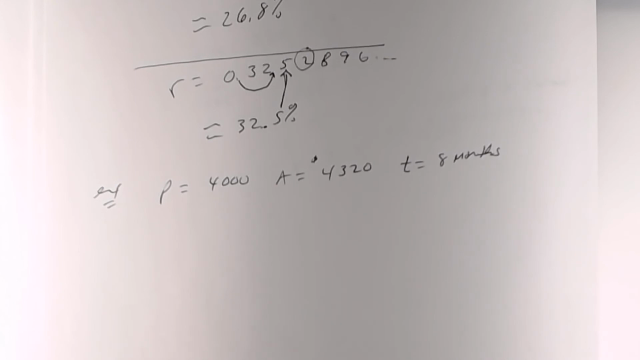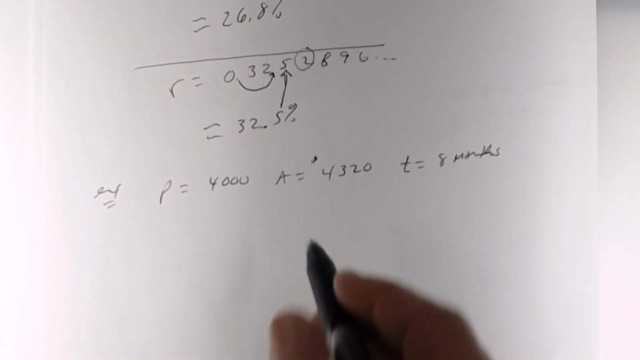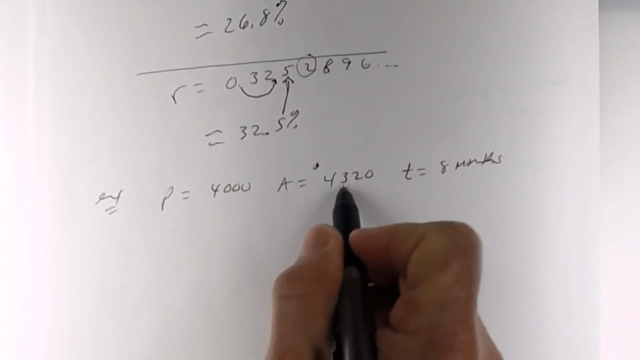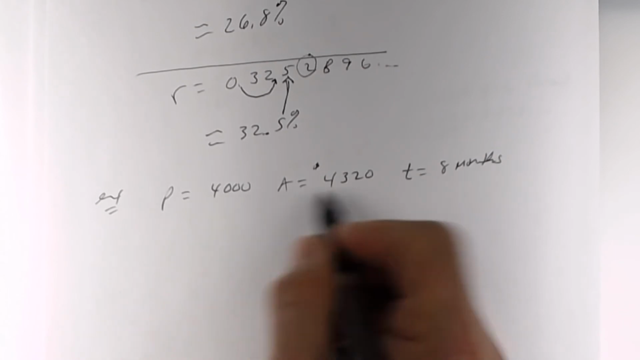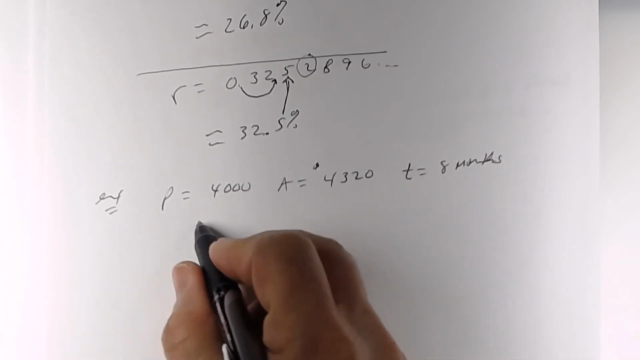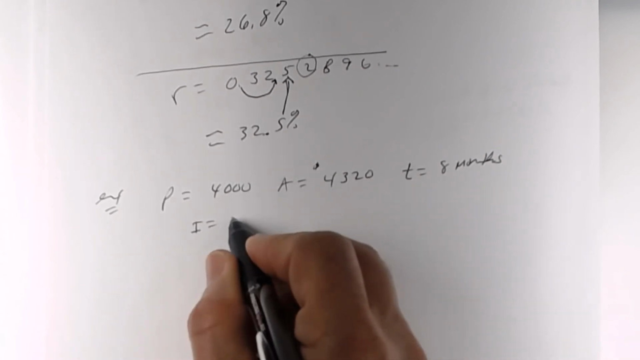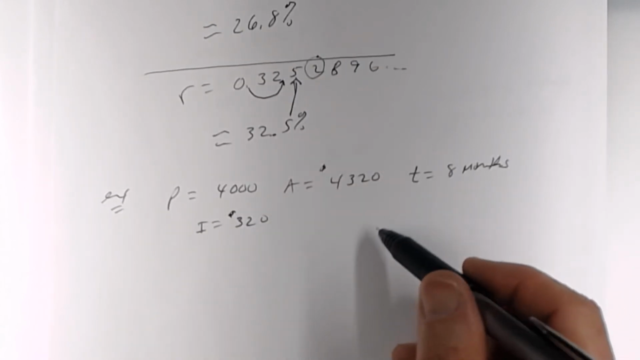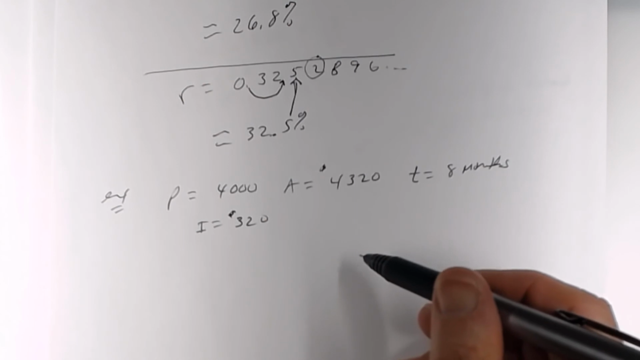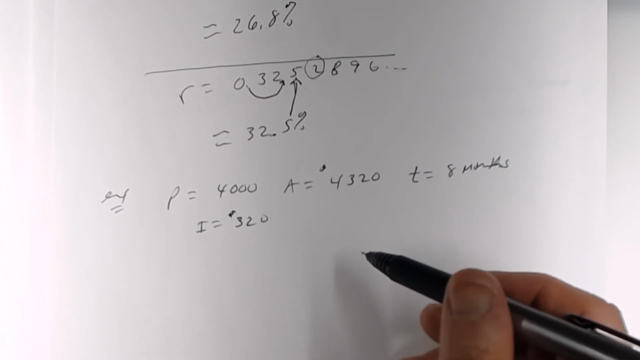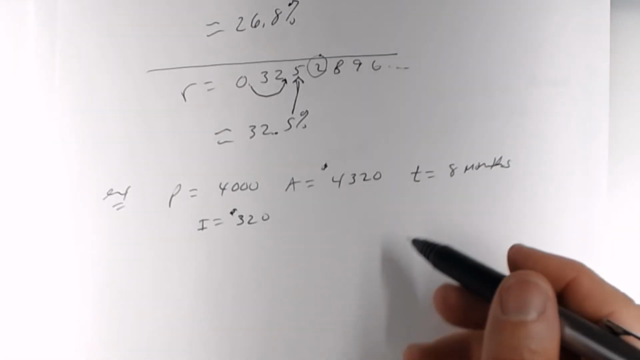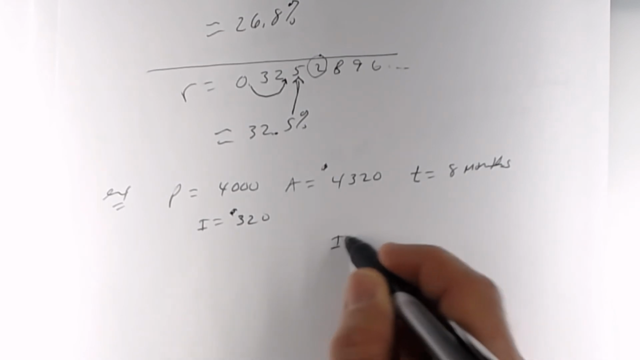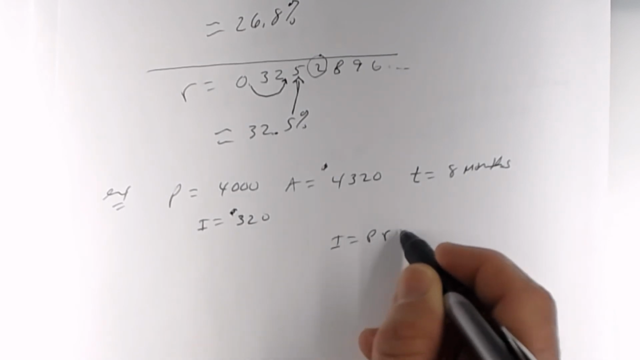Okay, so in this case, your interest is $320. You're going to say the future value minus the principal, so you get $320. And you're trying to find the interest rate, right? The simple interest rate. That's what you're trying to find. Well, there's a formula for simple interest. The formula for simple interest is I equals P, the principal, times the rate, times the time.